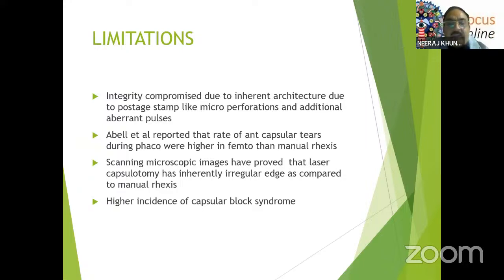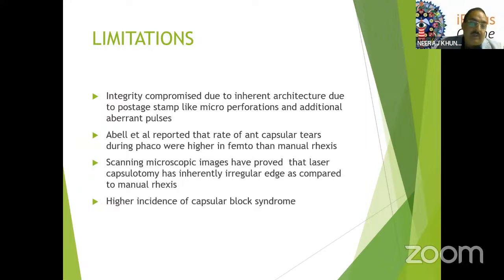In manual, we are making a continuous edge capsulorhexis, and there can be some additional aberrant pulses which can cause further damage. Abel et al. have reported that the rate of anterior capsular tears during phaco were higher in femto than manual rhexis. And scanning microscopic images have proved that laser capsulotomy has an inherently irregular edge as compared to manual rhexis. And there is a higher incidence of capsular block syndrome.